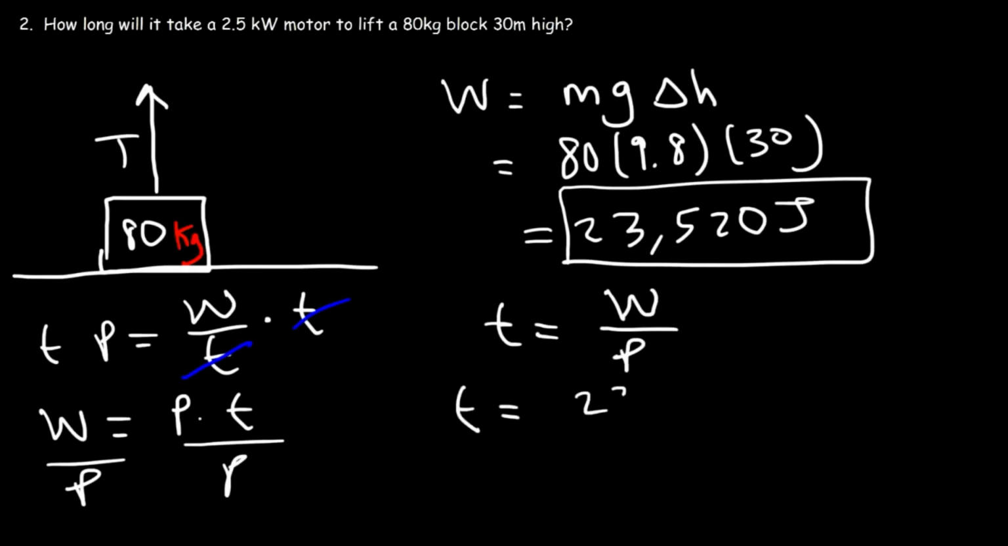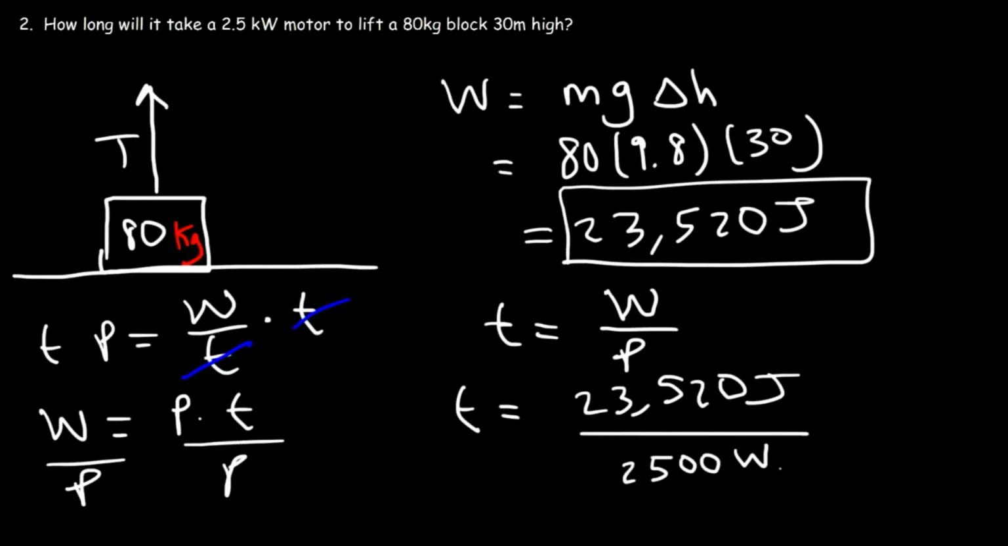The work is 23,520 joules, and the power is 2.5 kilowatts. 1 kilowatt is 1,000 watts, so 2.5 kilowatts is 2500 watts. Therefore, it's going to take 9.4 seconds for the motor to lift a block 30 meters high.